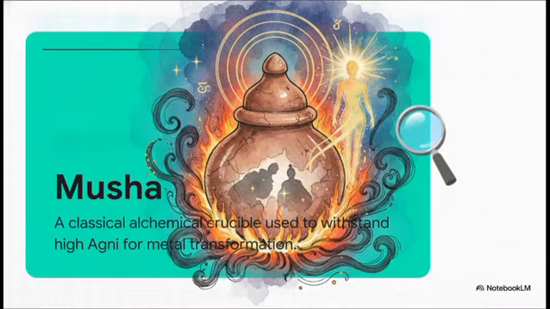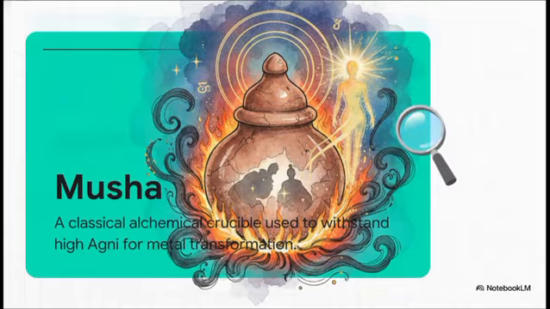And the absolute star of the show here is the musha. A musha is a classical alchemical crucible, crafted from highly specialized clay and minerals designed specifically to withstand intense thermal shock. But you have to understand, it was much more than just a tool.